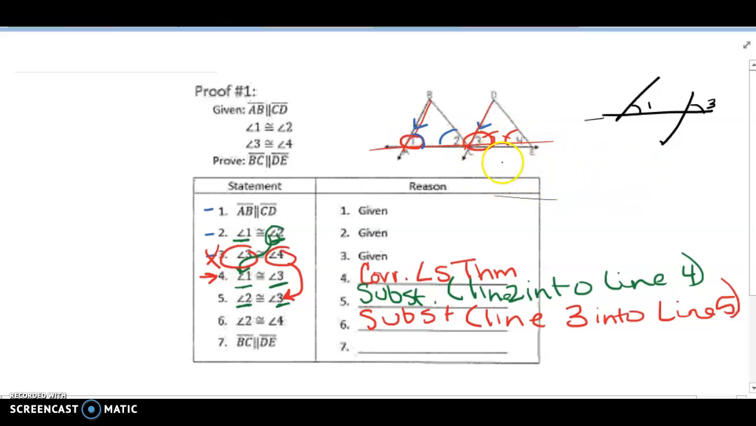And if I look at this diagram, what kind of angles are angle 2 and angle 4? Angle 2 and angle 4 are corresponding angles, and we know that if the corresponding angles are congruent, then the lines are parallel. So from here I could say that BC is parallel to DE by the corresponding angles converse theorem.